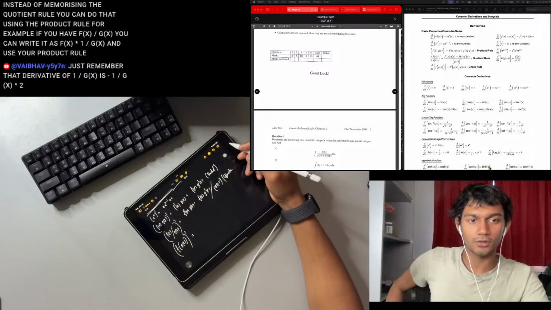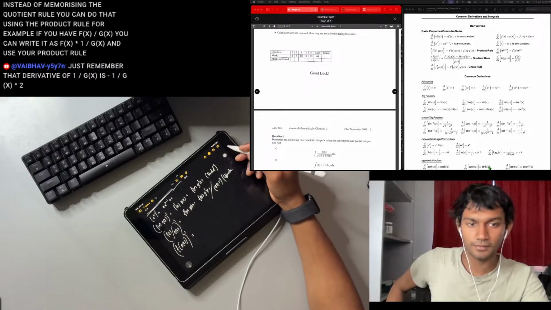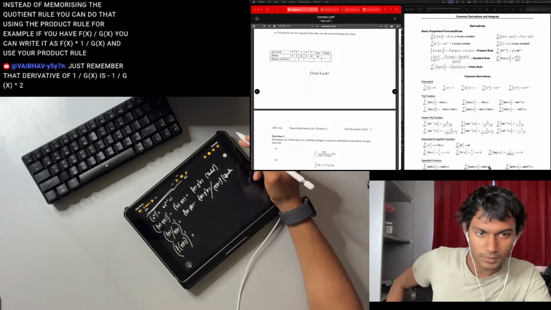Instead of memorizing the quotient rule, you can do that using the product rule. For example, if you have f of x by g of x, you can write it as f dash x times 1 by g of x, and use your product rule.